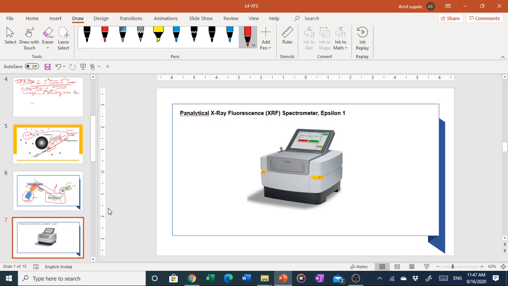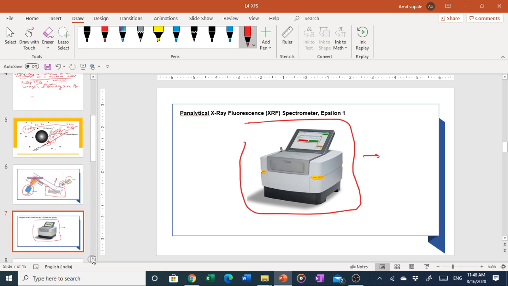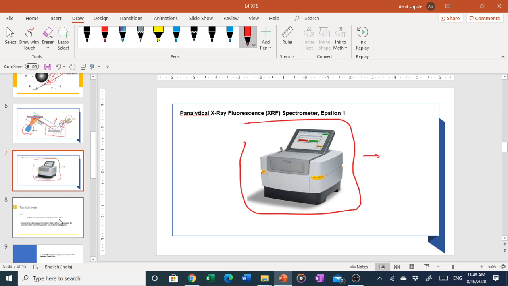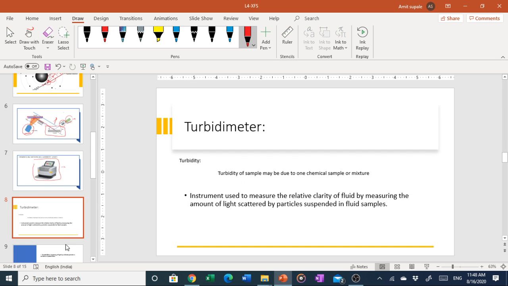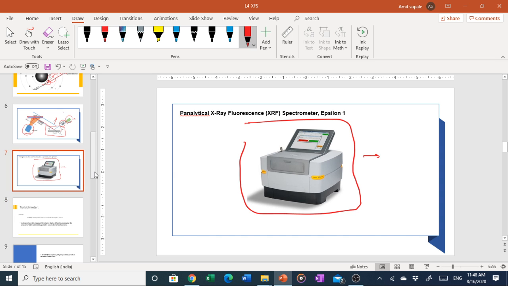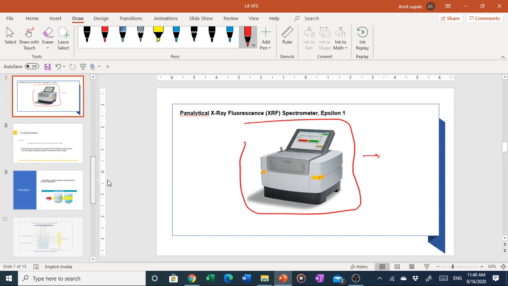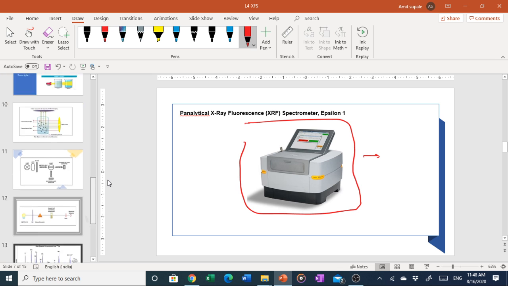This one is a typical table mount X-ray fluorometer. This is the PANalytical X-ray fluorescence spectrometer Epsilon 1. It is a table mount, simple instrument, so we can easily use it for measurement of X-rays. Okay, already we are coming towards the end.